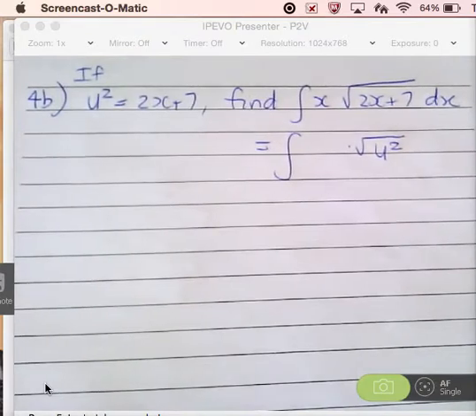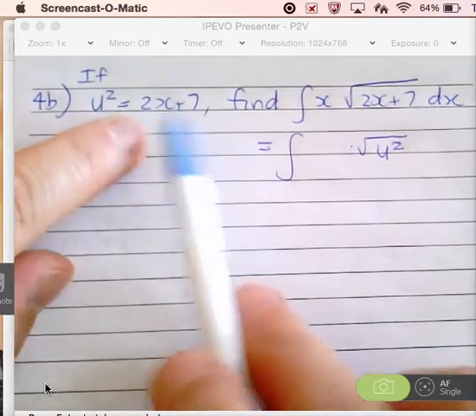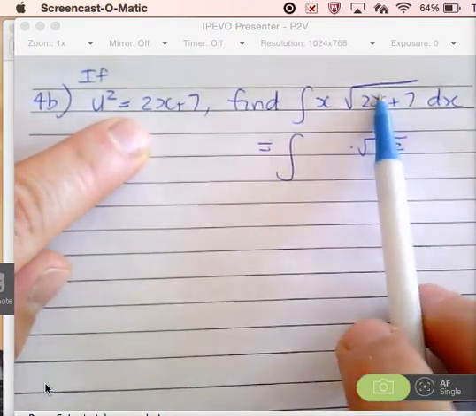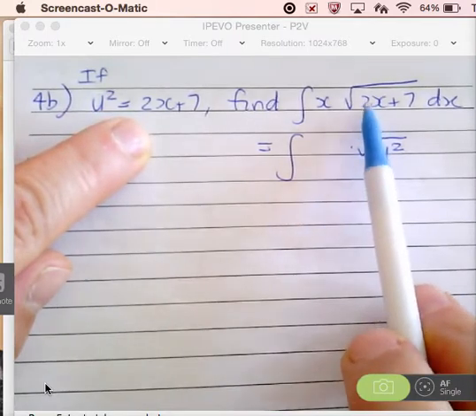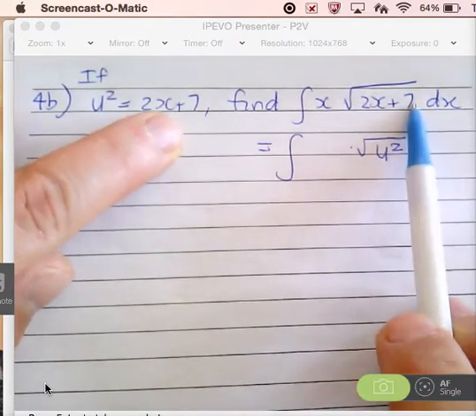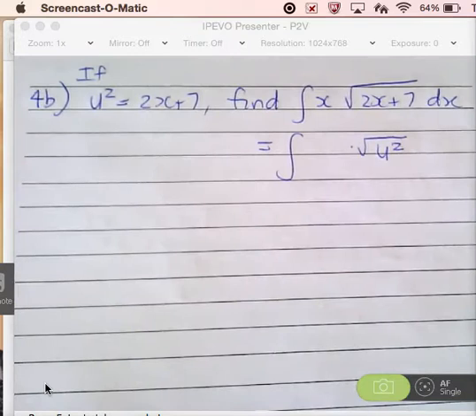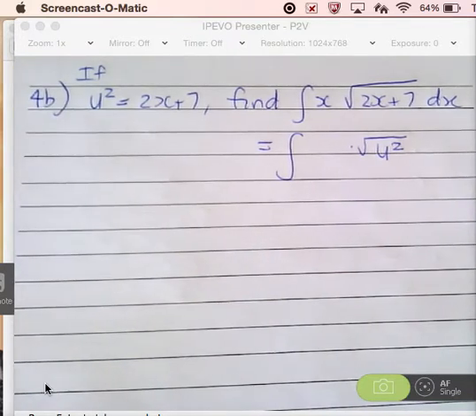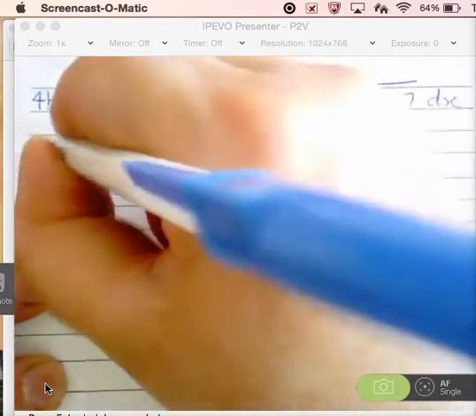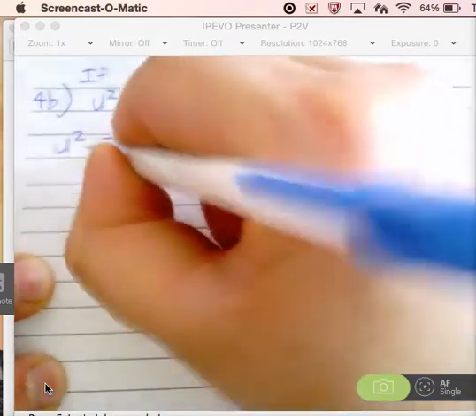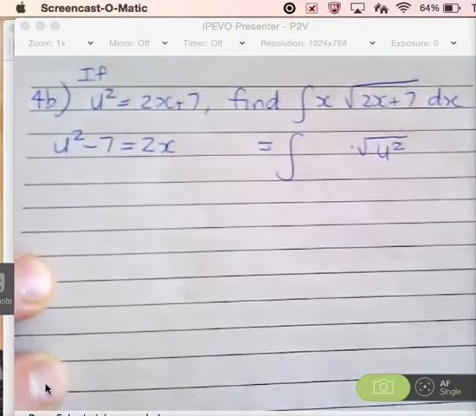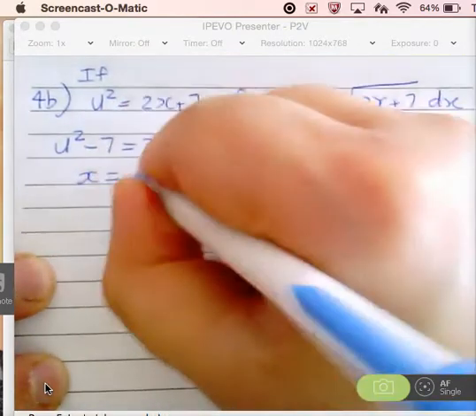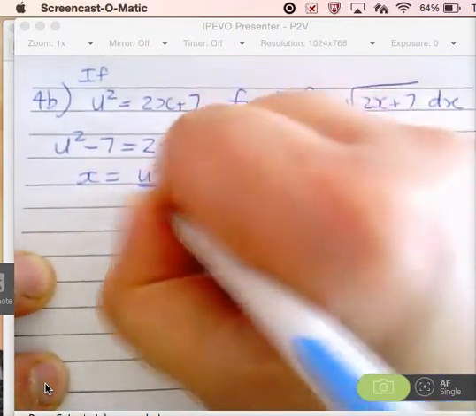We okay with that? Now, you do not do a du squared dx. Girls, u squared is 2x plus 7 at the moment. The only substitution I can make is replace that 2x plus 7 with u squared. I can't do anything else. You do not do du squared dx. So what you do, you rearrange it. u squared minus 7 is 2x. x is u squared minus 7 over 2.